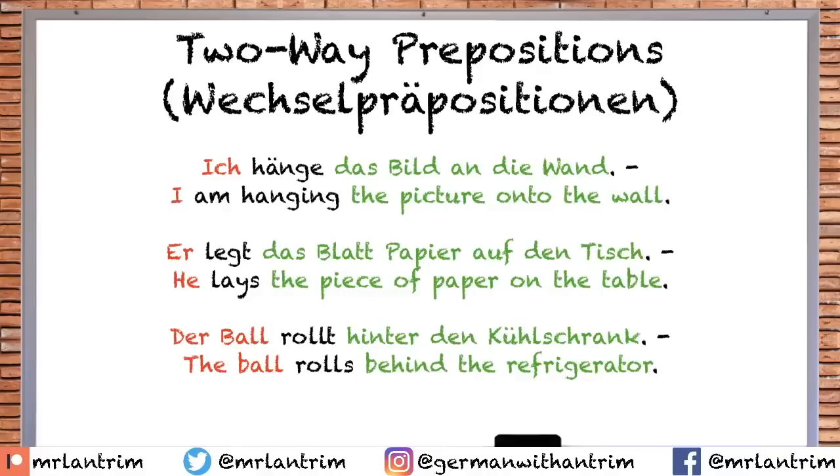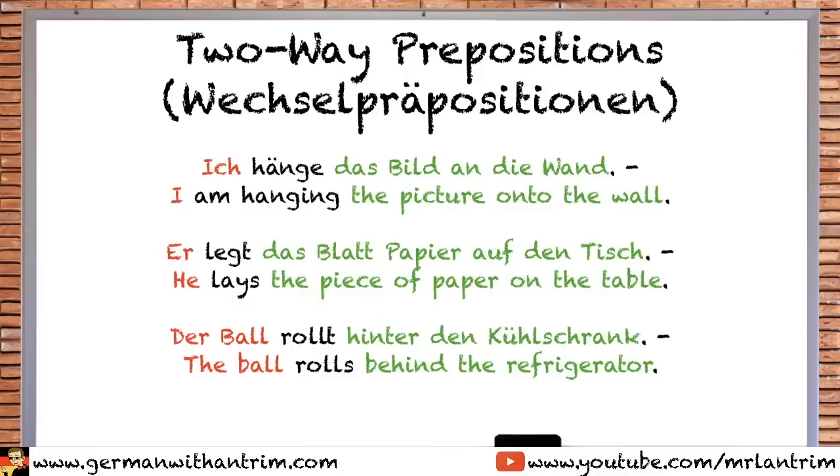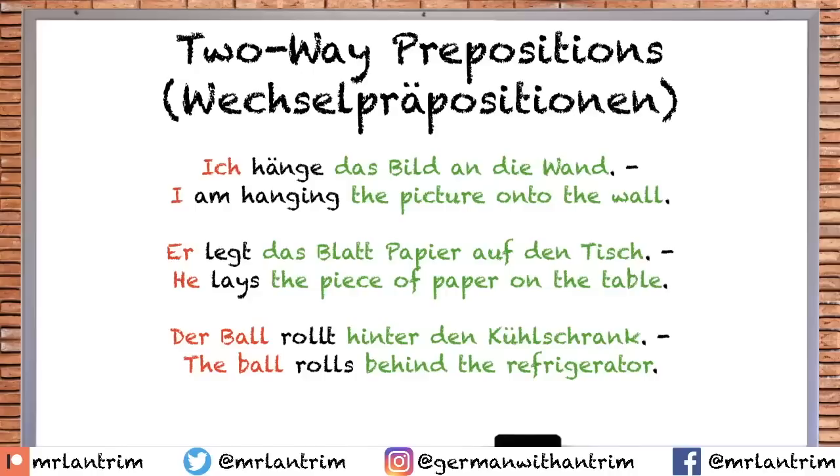Er legt das Blatt Papier auf den Tisch. Das Blatt Papier is the accusative object, the direct object. It is being placed onto the table and therefore auf den Tisch, accusative case, because it's being put in a different location than it was before. Accusative for motion, auf den Tisch.